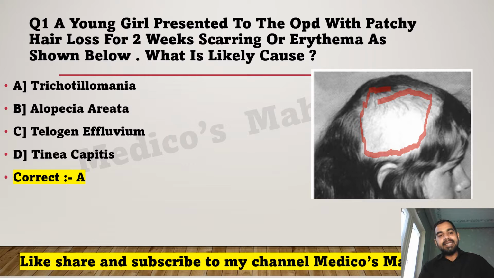Trichotillomania is a psychiatric condition, and we can see hair loss in this condition. This psychiatric condition is mostly seen in females. In this condition we will see patchy hair loss in a localized area. We can see here a patch with complete hair loss for this complete localized area.